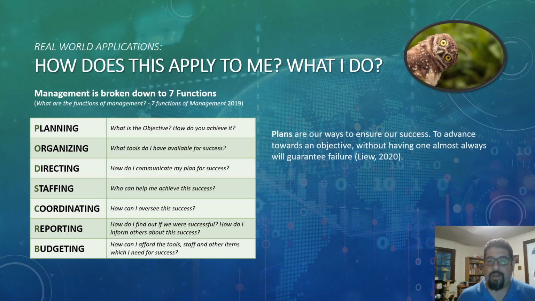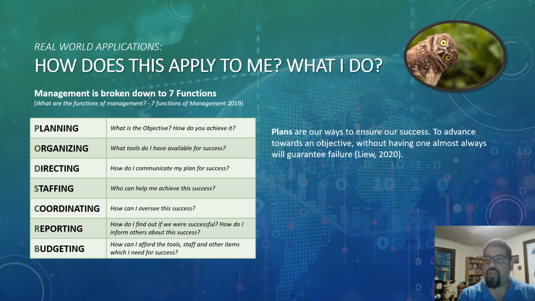So plans are our ways of ensuring our success, to advance towards an objective. Without having one almost guarantees our failure. And some of us like to fly by the cuff, and that's great, but it doesn't always work. And having a plan when you know it's not going to work is a great thing. It allows you to plan for scenarios A, B, C, D, E.